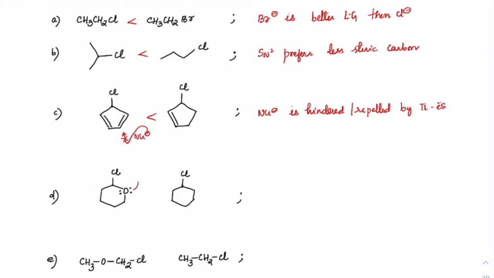Next case, you can see the lone pair, if it is present on the alpha carbon. A lone pair carrying atom on the alpha carbon would increase the stability of the transition state. We have been discussing this before also. So plus M effect, or plus R effect, stabilizes the transition state in the first case.